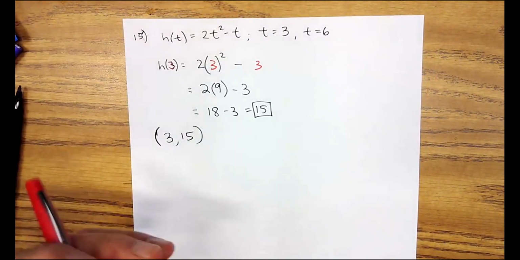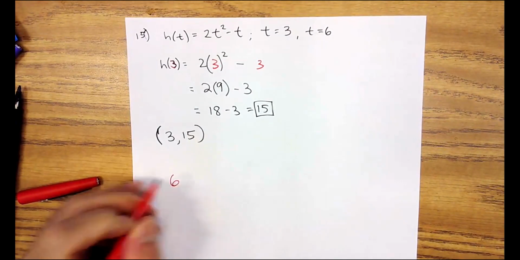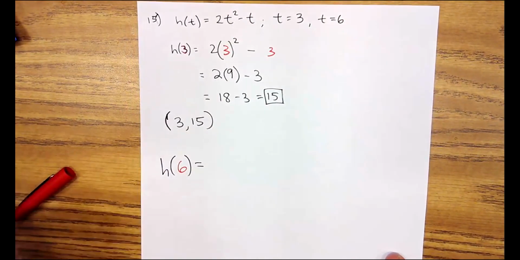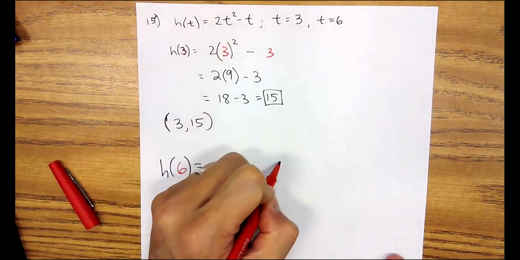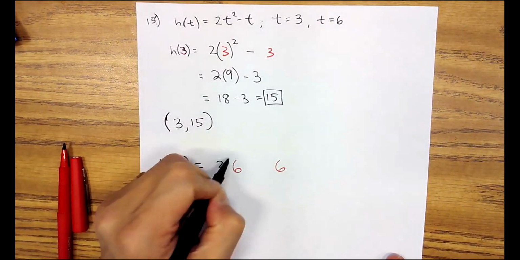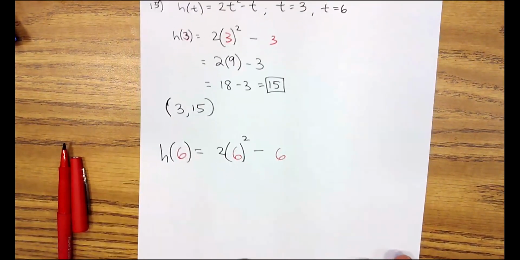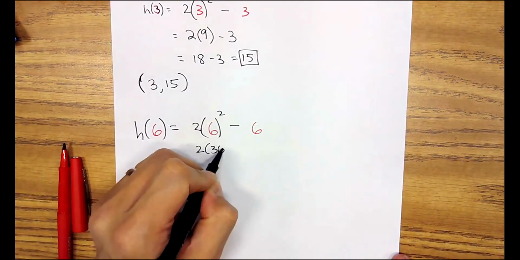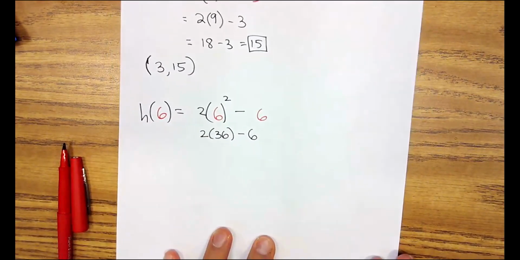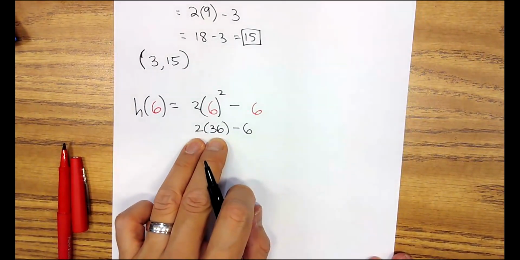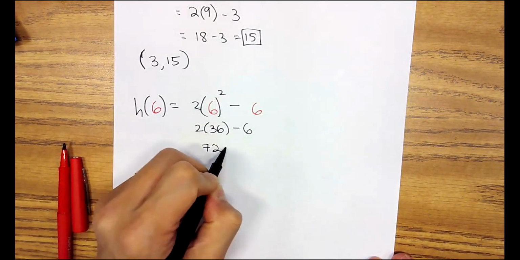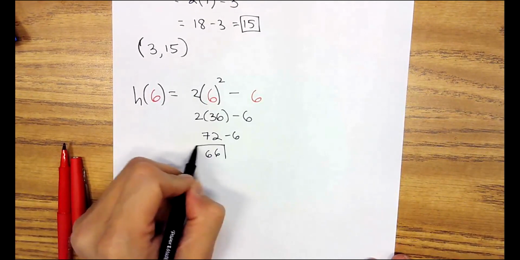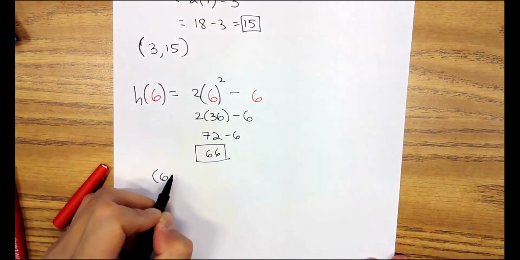Do the same thing with 6. So h of 6 equals 2 times 6 squared minus 6. So 6 squared is 36. 2 times 36 minus 6. 2 times 36 is 72. Minus 6, 66. So we have 6, 66.